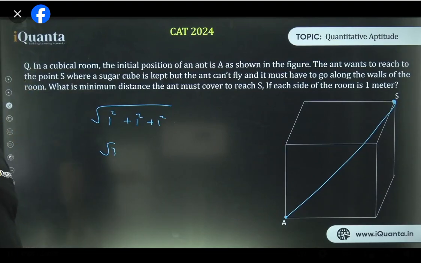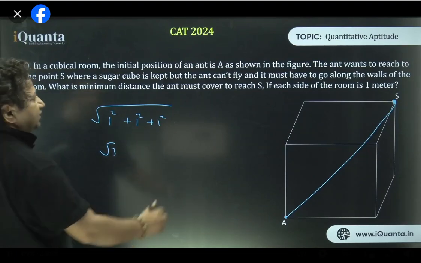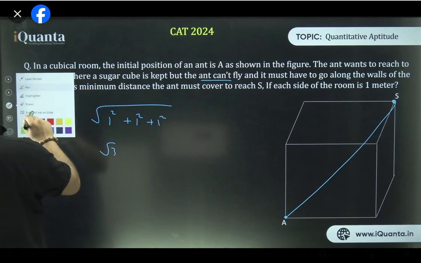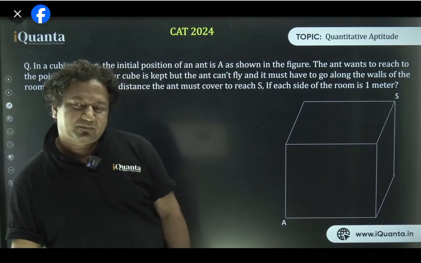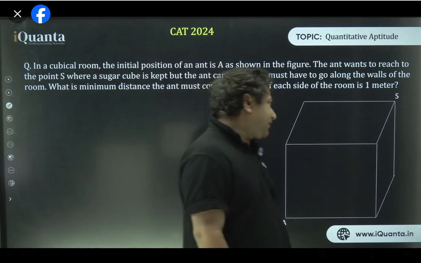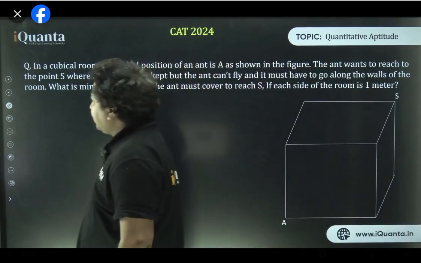Prerna, the problem is ants do not fly. Given the question also, ant cannot fly. So if ant could have flown, then you would have calculated body diagonal. That's also wrong. तो करेंगे इसको समझने के लिए, let us do an exercise.